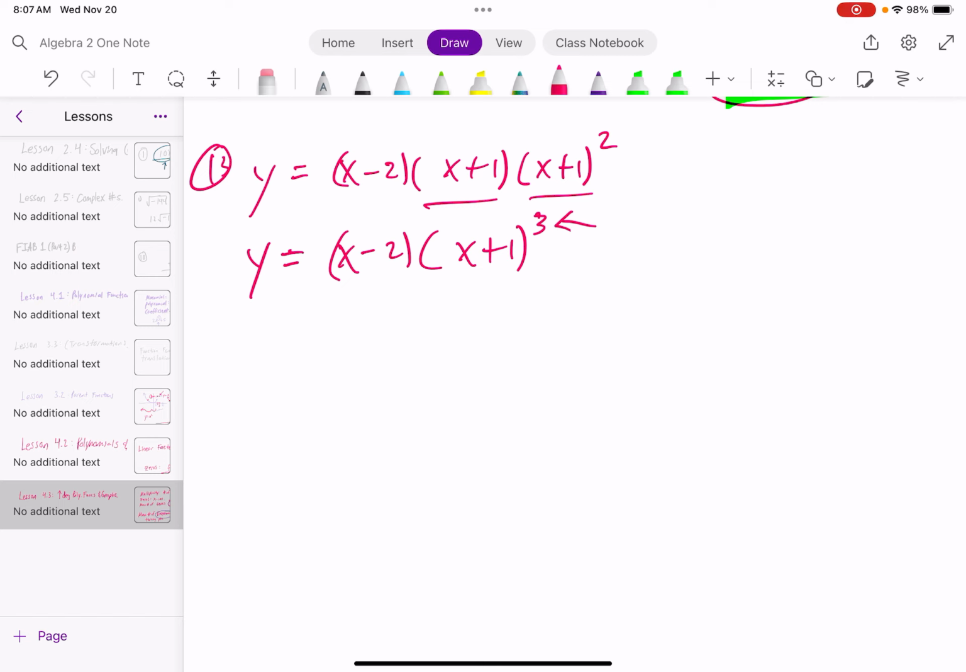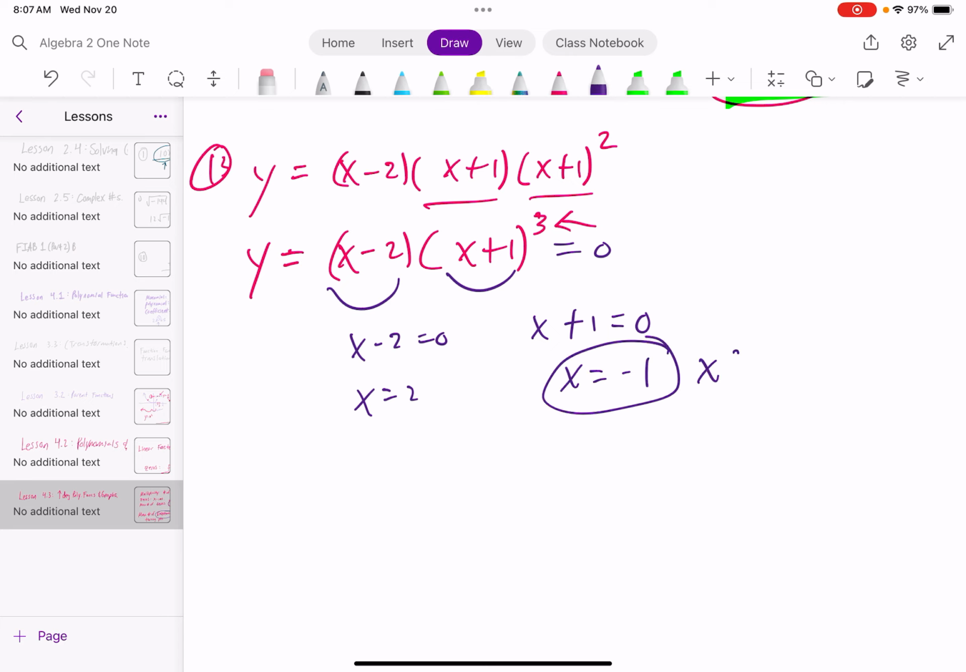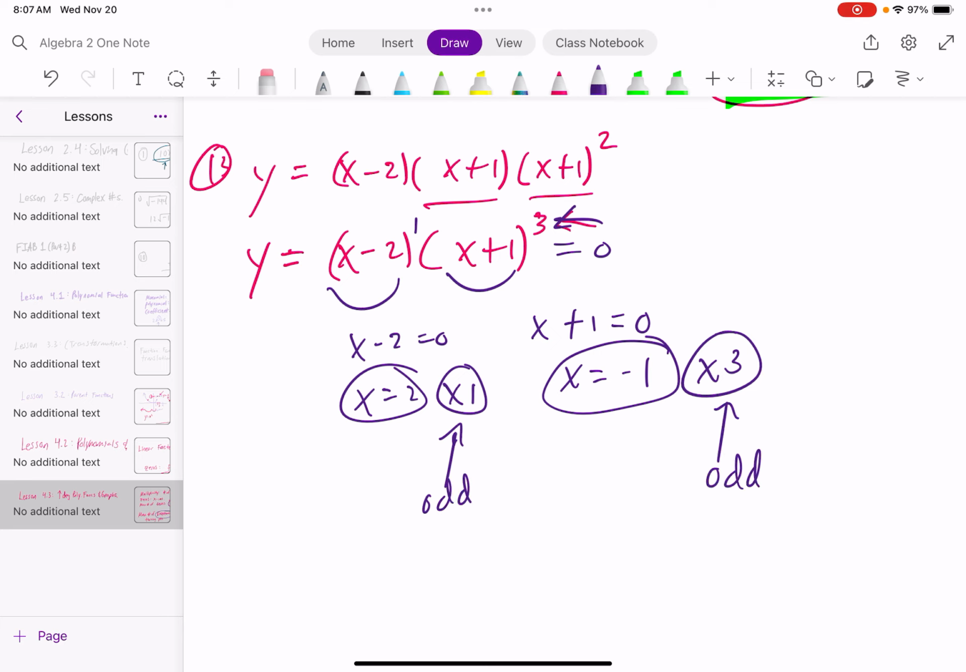So what does this tell you? It tells you that if this was 0, remember, set y equal to 0 to find the x-intercepts, which are the zeros. And we have x minus 2 is 0, and x plus 1 is 0. x is 2, x is negative 1. How many of these do we have? 3 of them, right there. How many of these do we have? We have 1, times 1 of those. So these are both odd. So they both cross.